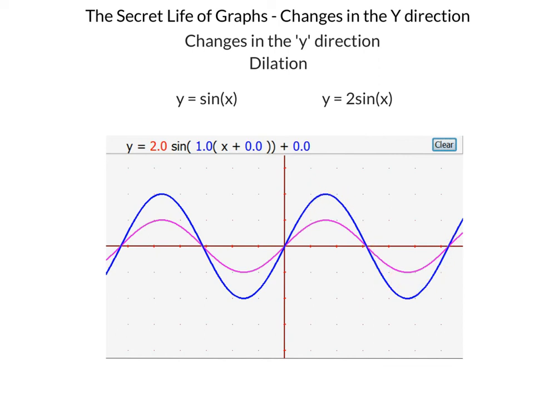The graph has been stretched by pulling down this way and pushing up that way, or pulling up that way, by doubling all the values for sine x. They're all twice as far from the x-axis. This one's twice as far from the x-axis. This one's twice as far from the x-axis. So the 2 types of changes in the y direction are translation and dilation.